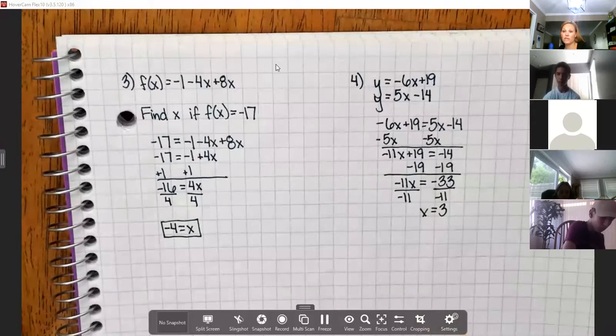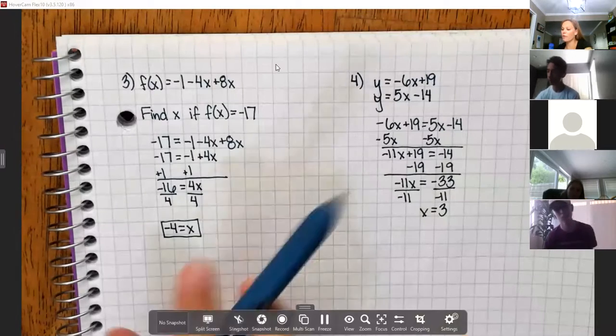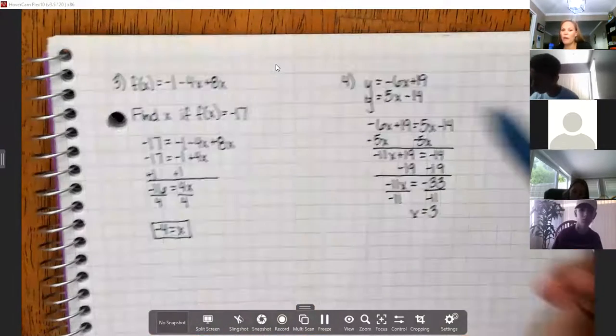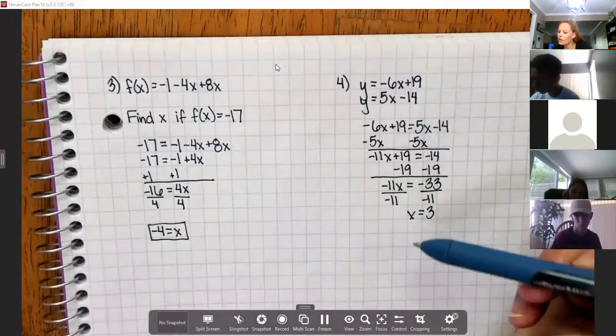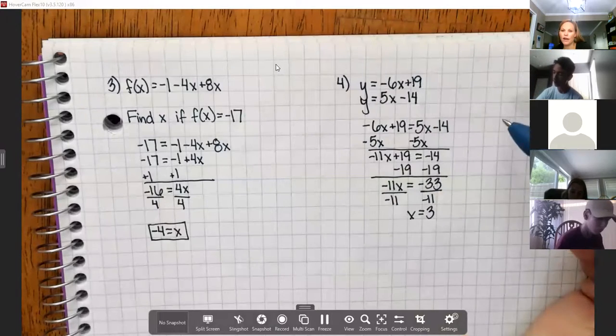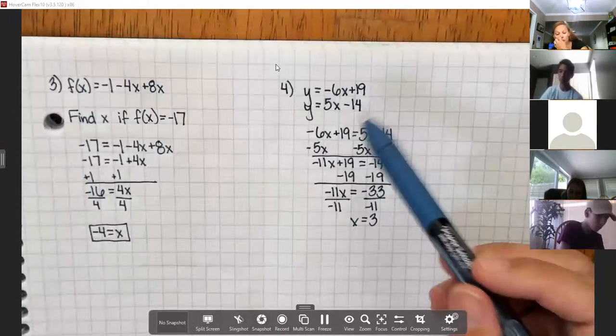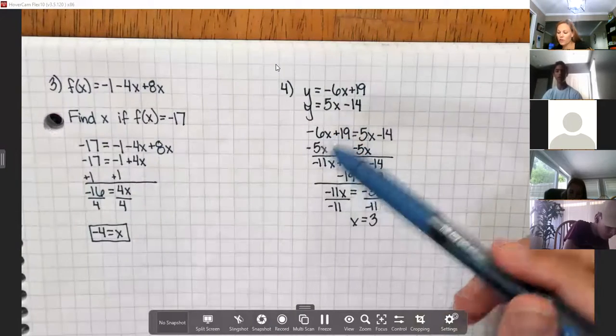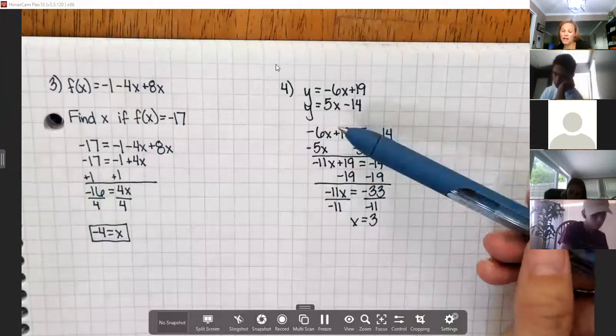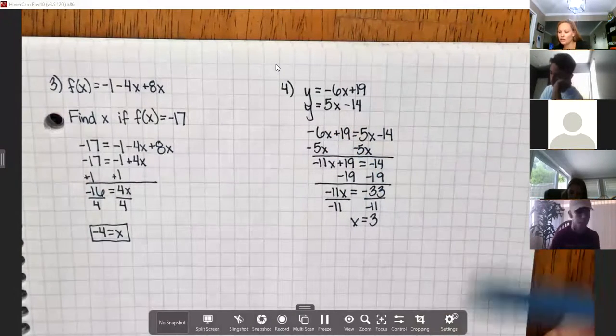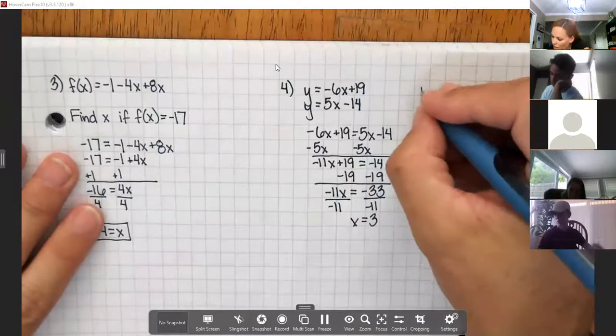But we're not done on this problem. Remember, this problem was a system of equations. We had both x and y. So we only got x, we still need to find y. So to find y, we take 3 and plug it into x. It doesn't matter which equation you plug it into. It's best if you plug it into both to check your answer. But as long as you plug it into one of them.